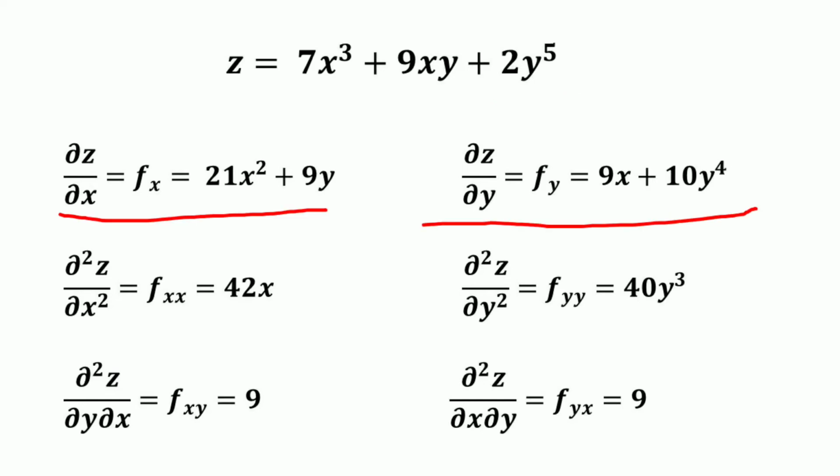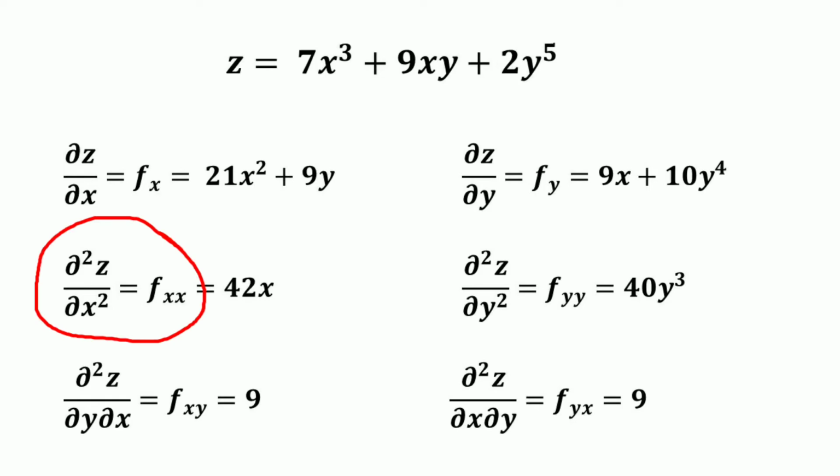Once we have the first order partial derivatives with respect to x and with respect to y, we can go for higher order partial derivatives, for example, second order partial derivatives. First we consider the second order direct partial derivative, that is f of xx. That means we differentiate f of x again with respect to x. Then the derivative of 21x square becomes 42x.